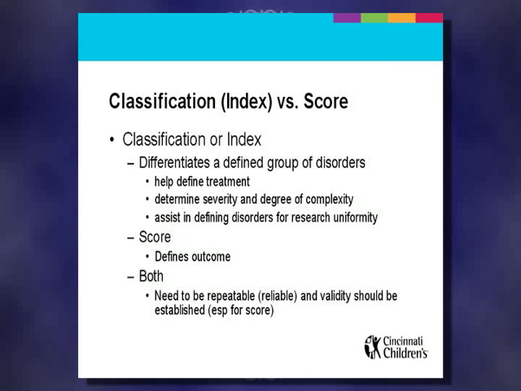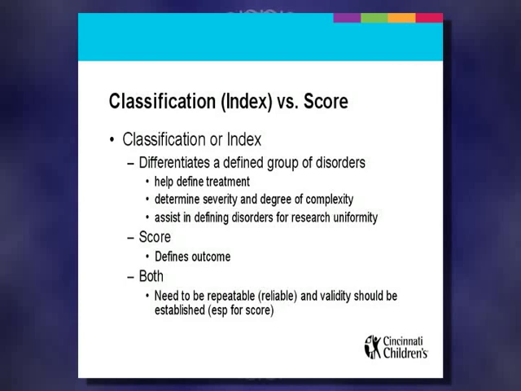So the idea is that there are classifications or indexes, and this is really more of an index. It defines and differentiates a group of disorders. Lower extremity disorders is a large group of disorders. It's really the heart and the core of what orthopedics is all about by virtue of its name, and it really crosses over to just about everything that we do, even sports and adult reconstructive surgery. It's not really a score.